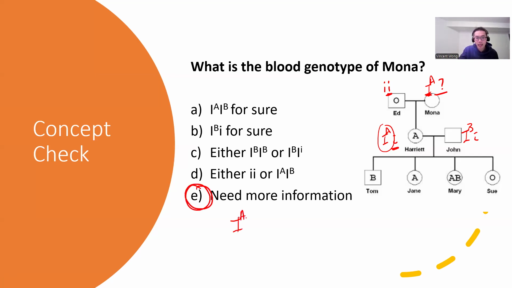Okay, she can be IA little i, IAIB. We just don't know. The only thing we know for certain is she's definitely not type O. Okay, but beyond that, we don't know. The answer is E.